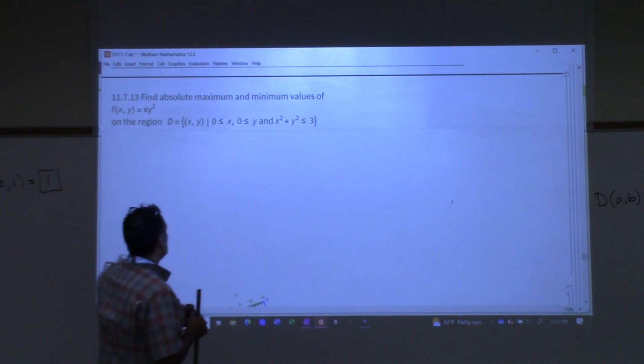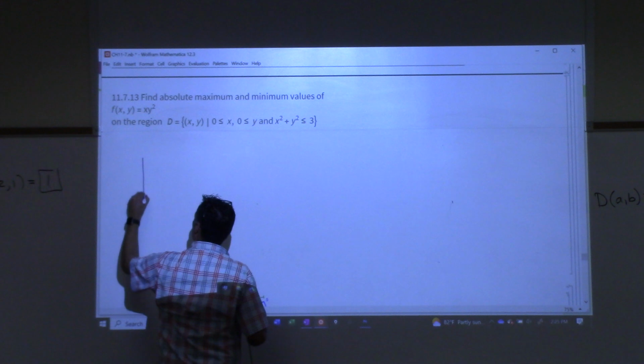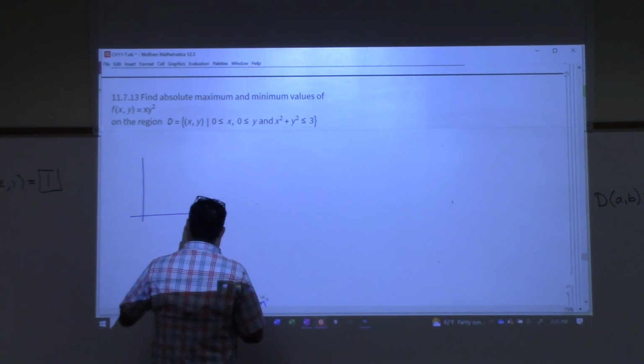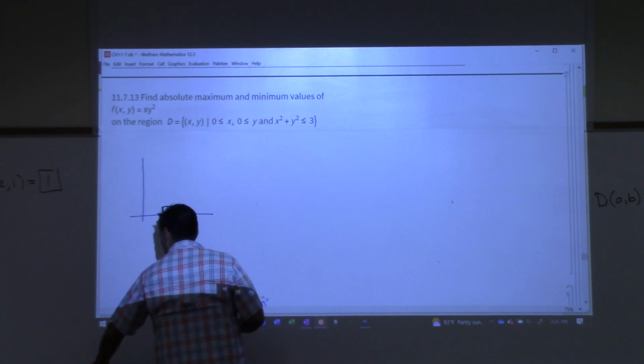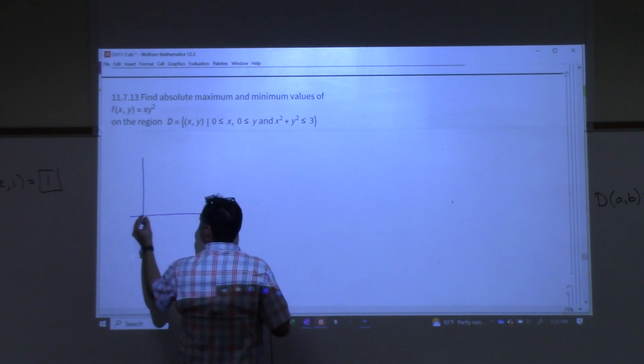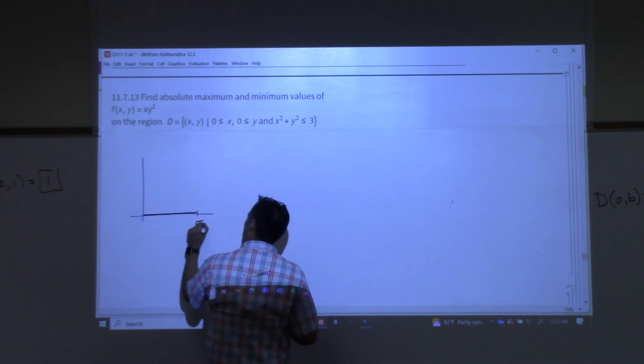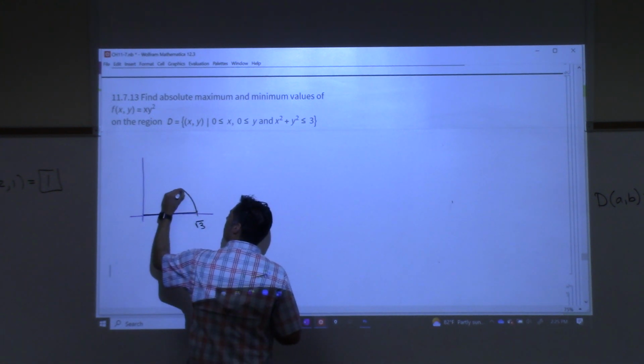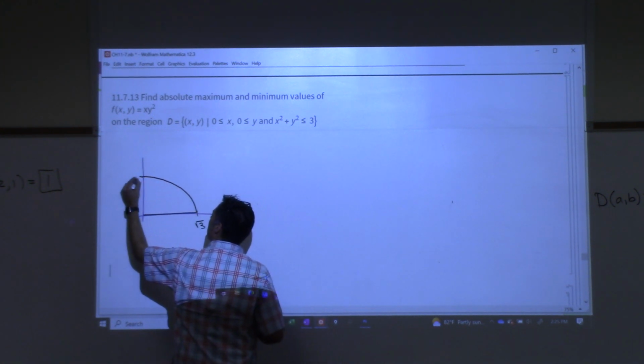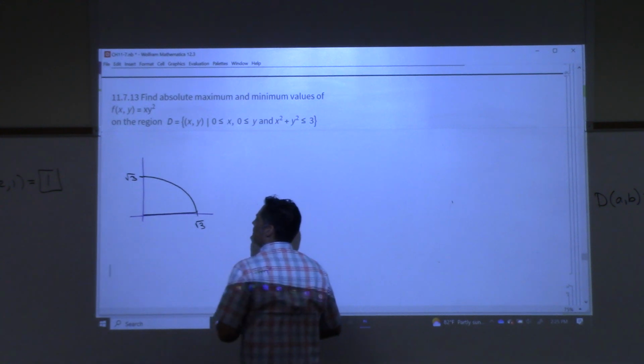So I'm going to try and draw this domain. It goes like this. And it goes something like this. Out, square root of 3. Circle up, square root of 3. There we go.